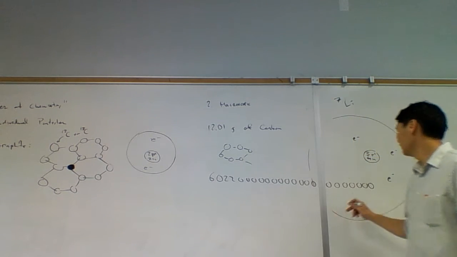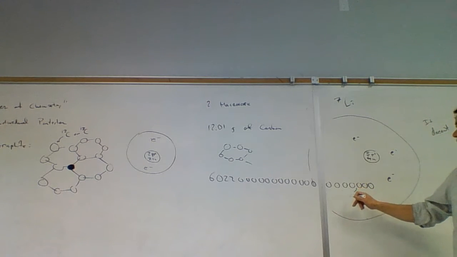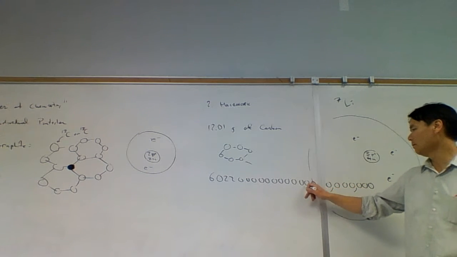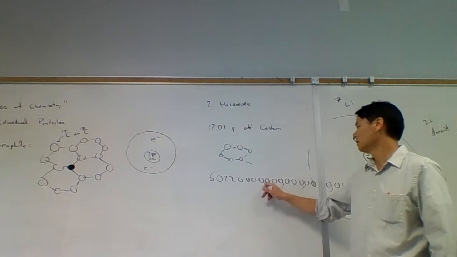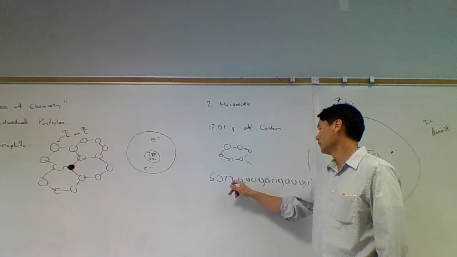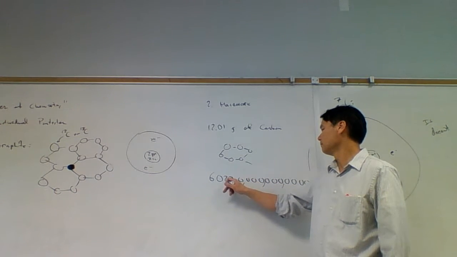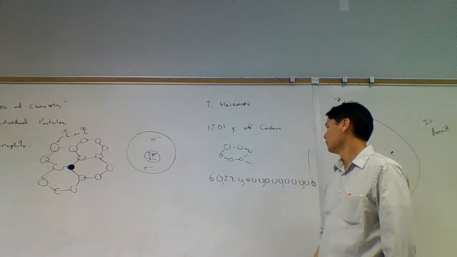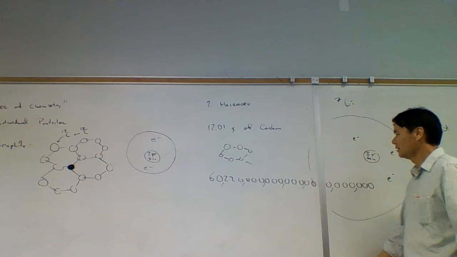Okay, so we're going to have 1,000, 1,000,000, a billion, a trillion. What comes after a trillion? Let's see, did I get this right?